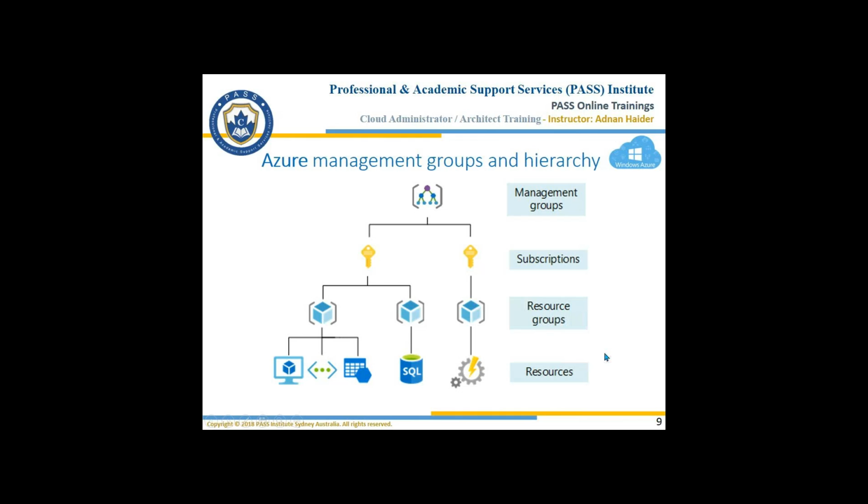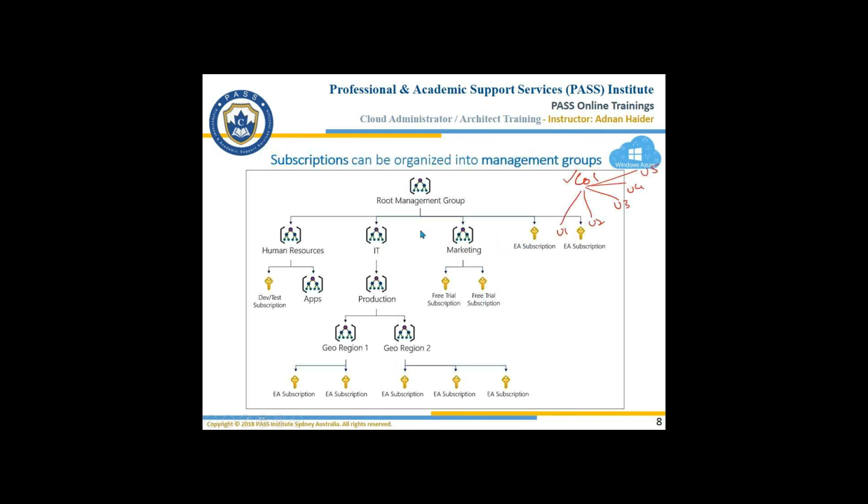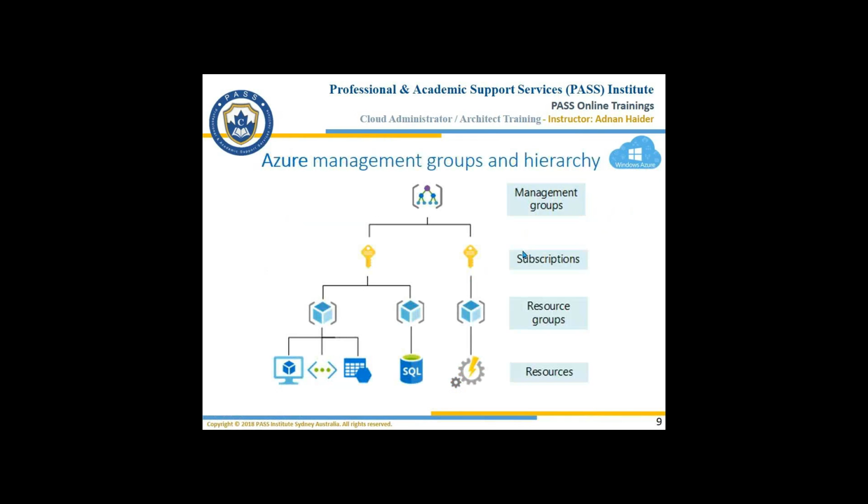Okay, viewer 20, Riaz is asking a question. What is the full form of EA? It is enterprise agreement. EA subscription is an enterprise agreement subscription. You can name it anything, but it comes from the enterprise agreement of Microsoft. So EA stands for this.